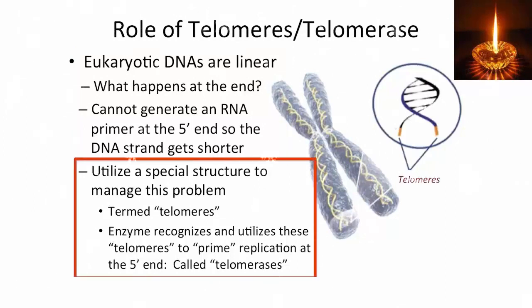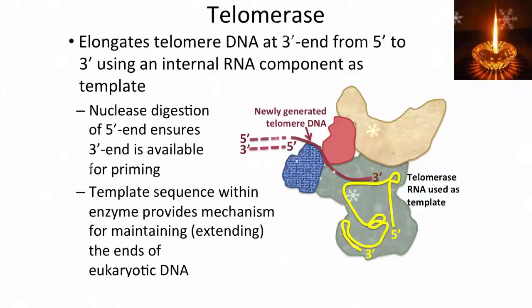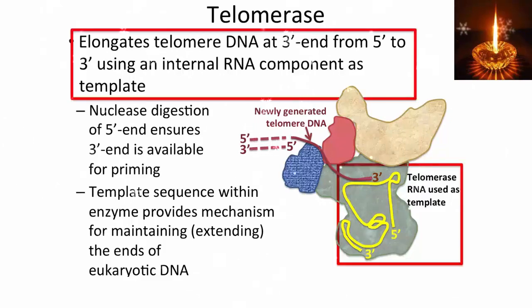Eukaryotes manage this very difficult and specific problem using a special structure, and these are termed telomeres. And there's an enzyme, telomerase, that utilizes these telomeres, and it contains an internal RNA component that is able to prime replication at the 5' end and extend it. Without telomerase, the telomeres at chromosome ends would shorten. Telomerase extends the 3' end using an RNA template that is part of the protein itself.